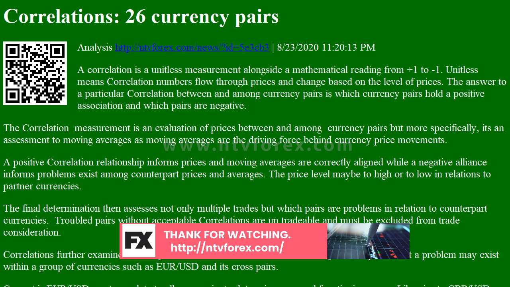AUD NZD correct correlations. AUD USD vs NZD USD 96%, AUD NZD vs NZD USD 85%, AUD NZD vs AUD USD 96%, AUD NZD vs EUR NZD 87%. AUD USD correlates to NZD USD and vice versa due to underlying RBA interest rates. AUD USD vs RBA interest rates. AUD USD vs interest rates 96%, NZD USD vs RBNZ interest rates.